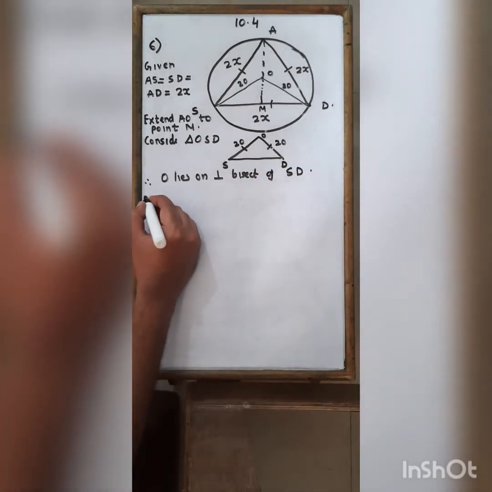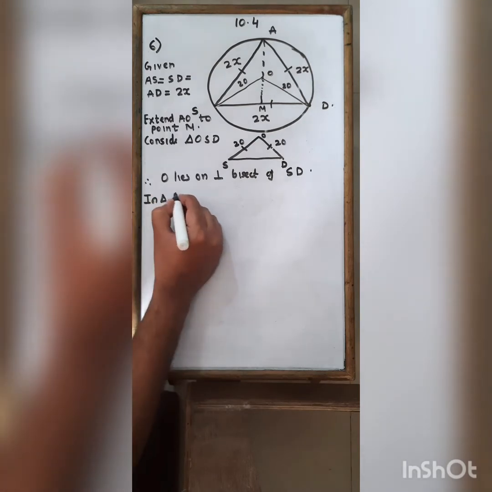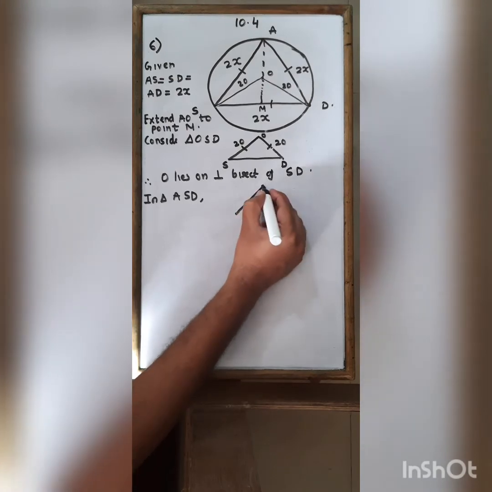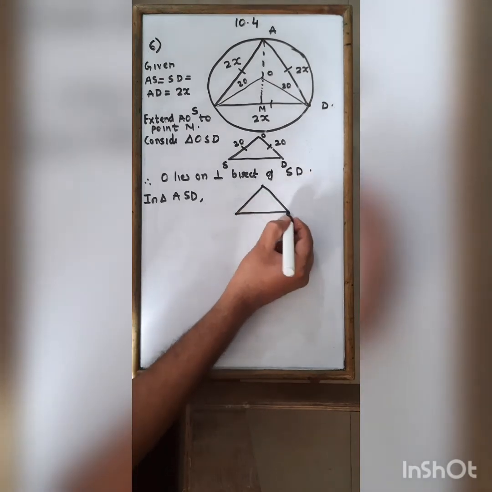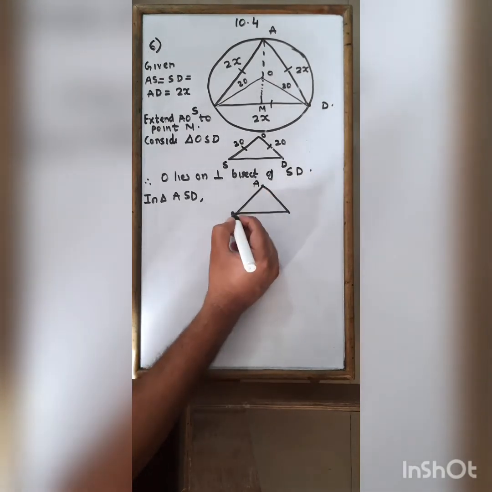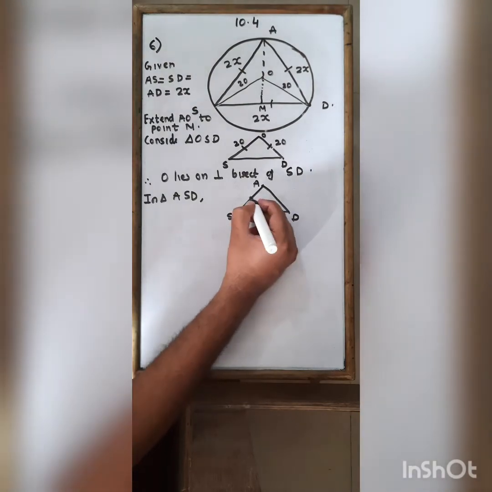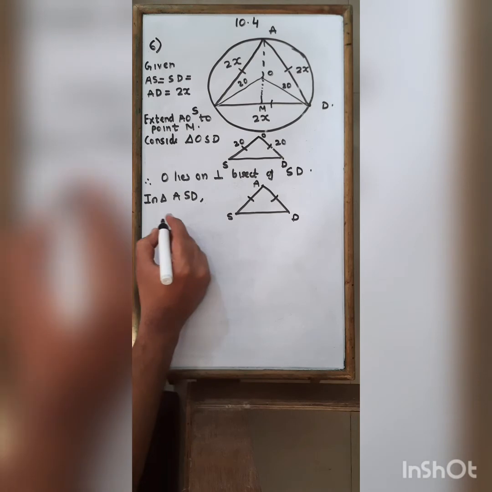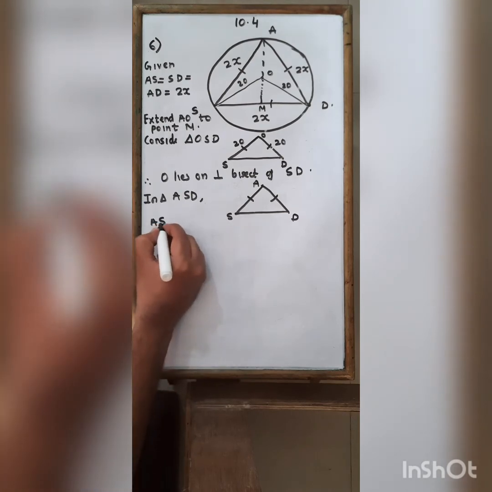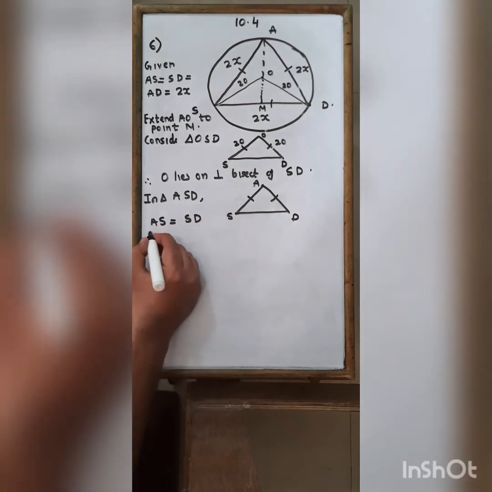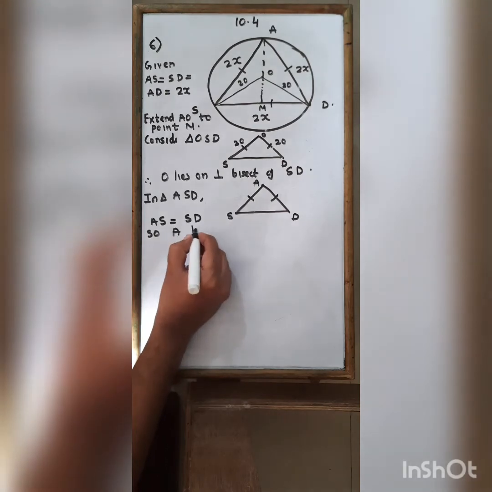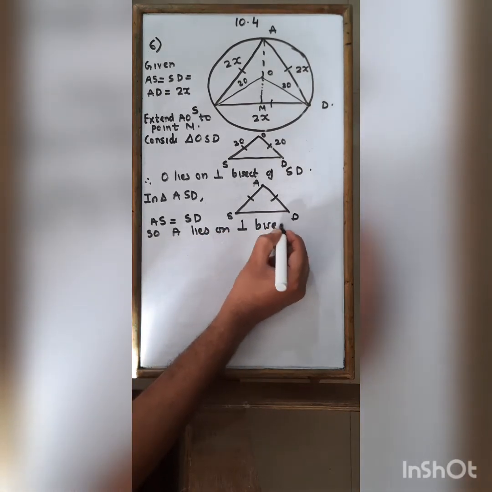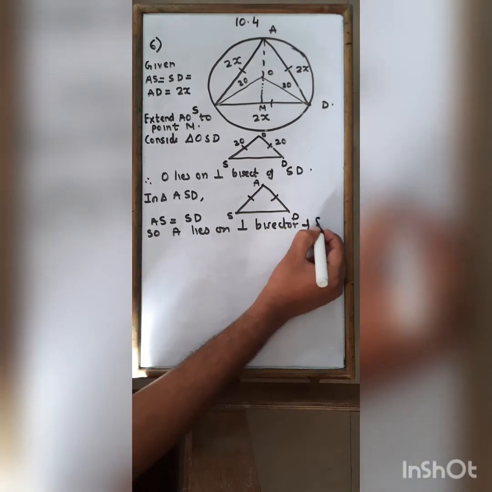Also in triangle ASD, can I say this is your A, this is my S, this is my D, and this and this are equal, 2x each? So therefore AS is equal to SD. So A lies on the perpendicular bisector of SD.